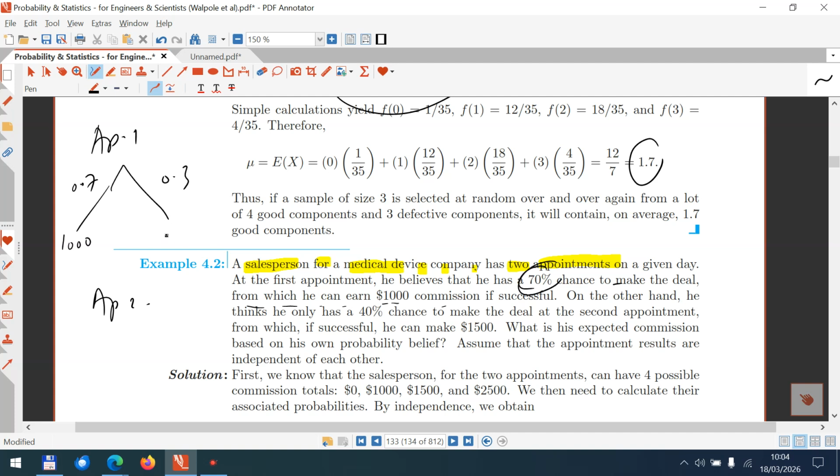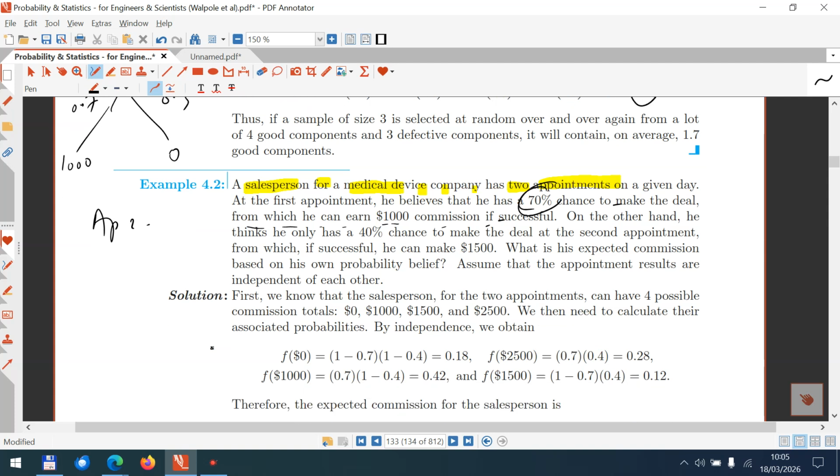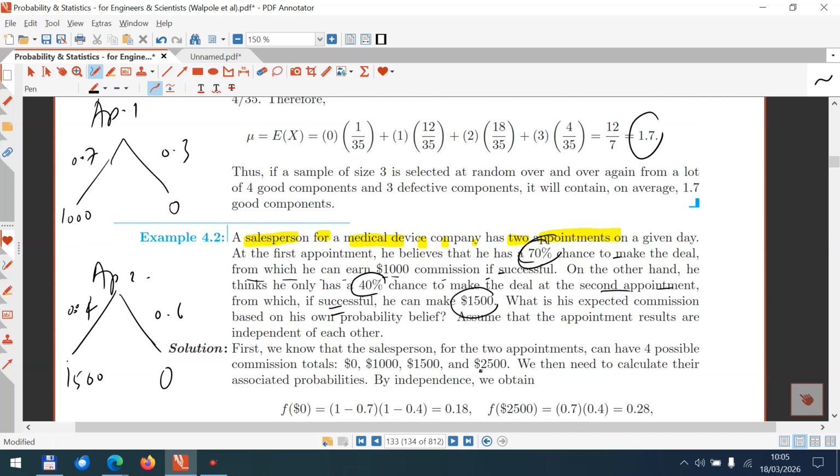0.3 is the probability that he's not successful in the deal. And when that happens, he does not get any commission, right? 0. In the second appointment, he has a 40% chance of getting the deal, and 0.6 is the probability, which is 60%, of not getting it. So he doesn't get any commission, but if he's successful in the second appointment, he can get a commission of $1,500. So there are now 4 possible cases.